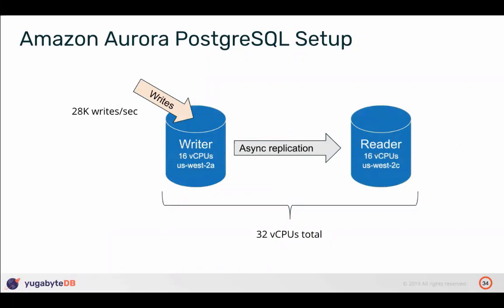In the case of Aurora, here's the setup. There's two nodes, one writer, because you cannot have more than one writer. All the writes hit your writer node. We're able to do 28,000 writes per second. This is a simple inserts workload. The replication happens underneath, but the reader is sitting idle. However, if you don't have the reader, you don't have multi-zone availability. And if you take the two in combination, it is 32 vCPUs in order to make sure you have a fast failover to a second zone.